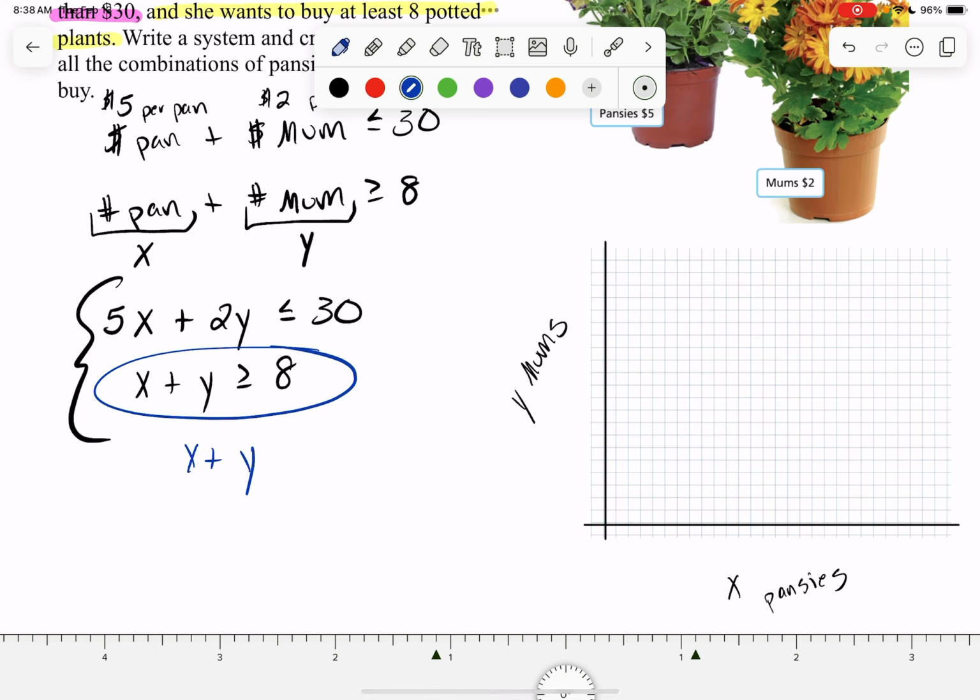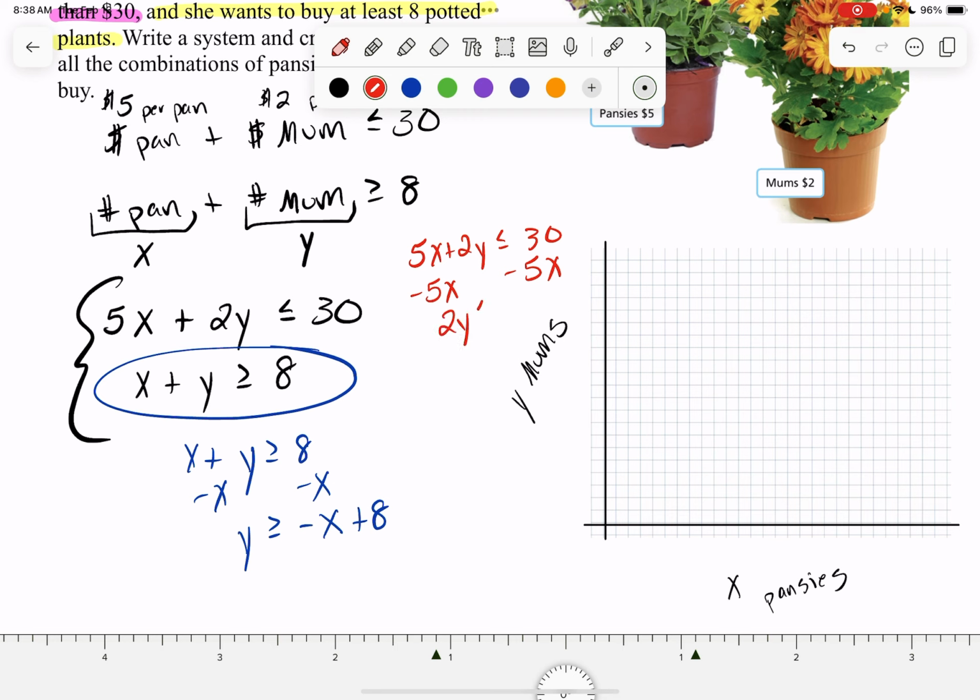x plus y is greater than or equal to 8. I'll subtract the x from both sides. y is greater than or equal to negative x plus 8. Y-intercept of 8. Now, do we want to count by ones or not? I'm not sure. Let's do the next equation to figure out what our scale should be. So we're going to do this next one. 5x plus 2y. I'm going to subtract 5x from both sides. So 2y is less than or equal to negative 5x plus 30. Divide both sides by 2. y is less than or equal to negative 5 halves x plus 15.